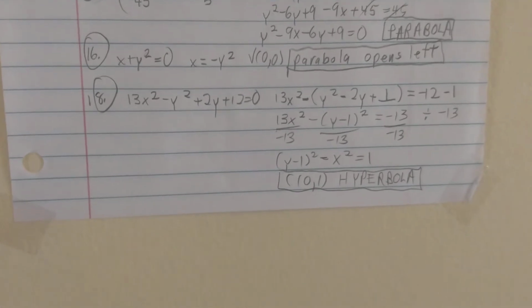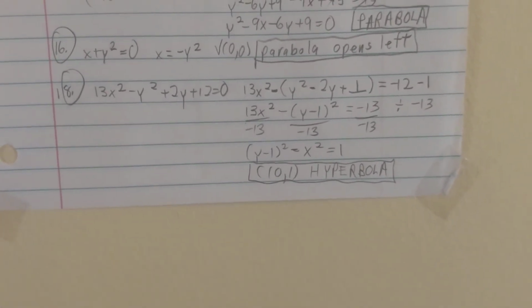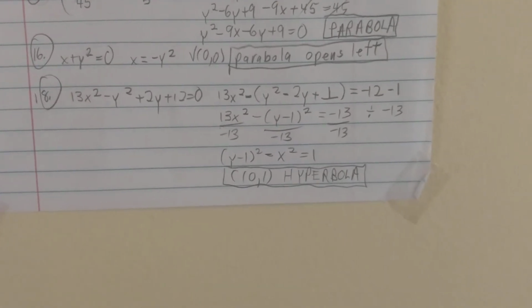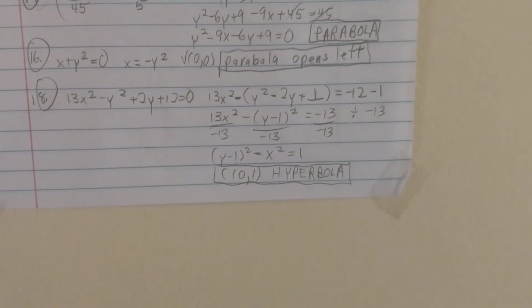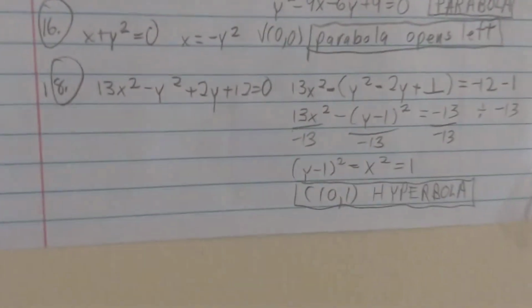So on 16, we have an easy parabola, x plus y squared equals 0. We just bring the y squared over, x is minus y squared. The vertex is at 0, 0, and y squared means left or right, and negative means the parabola opens left.